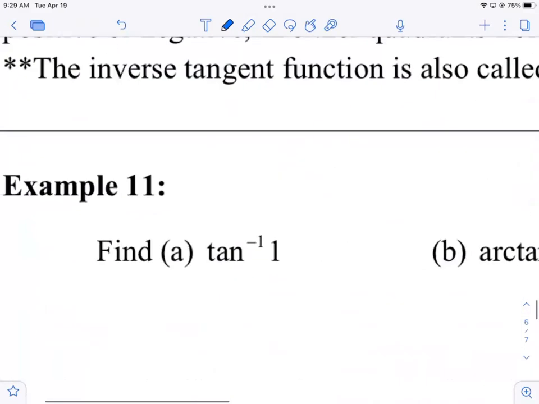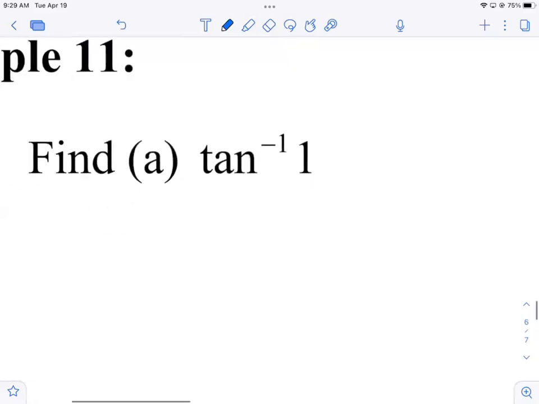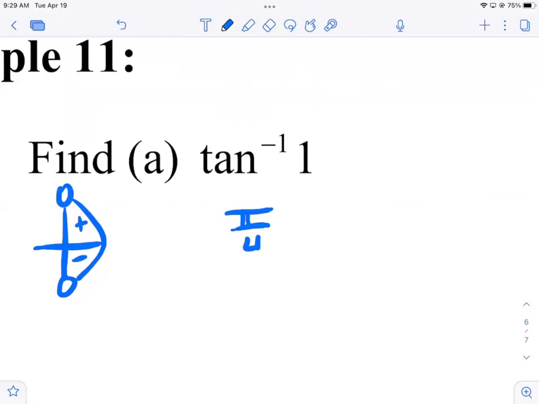All right, let's try it out. Find inverse tangent of 1. Tangent of what angle is 1? Well, just like arcsine, if you end up with a tangent ratio that's positive, you're going to end up in quadrant 1. But if you end up with a tangent ratio that's negative, you're going to end up in quadrant 4 with a negative acute angle. So I know inverse tangent of 1 is in quadrant 1, right? And it's pi fourths.